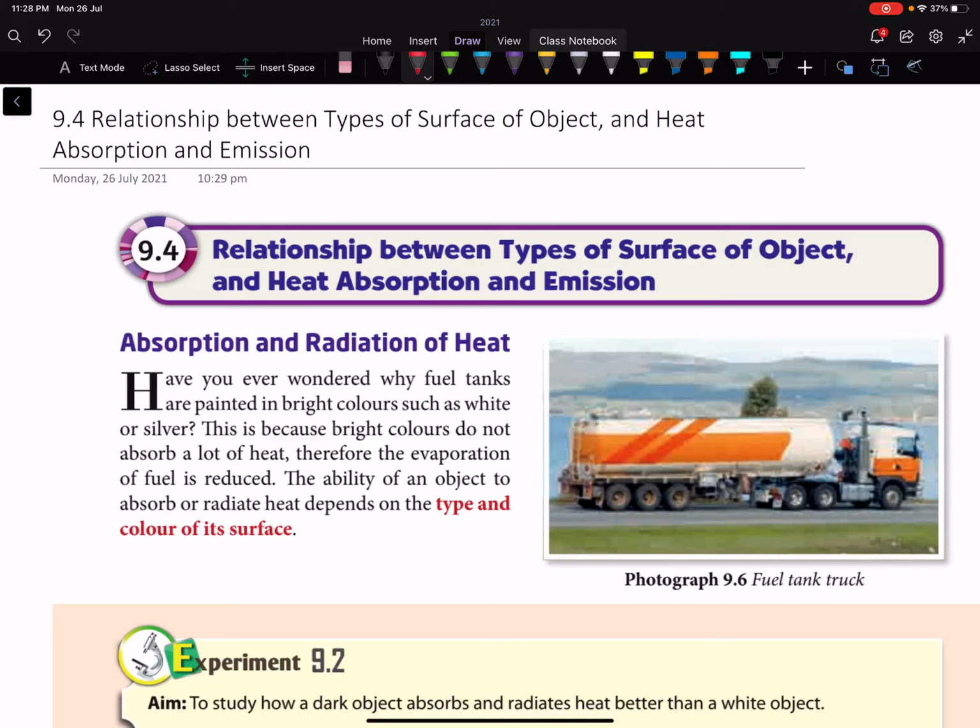Okay, good morning class. So today we're going to learn about chapter 9.4, relationship between types of surface of object and heat absorption and emission. Okay, let's talk about absorption and radiation of heat first.